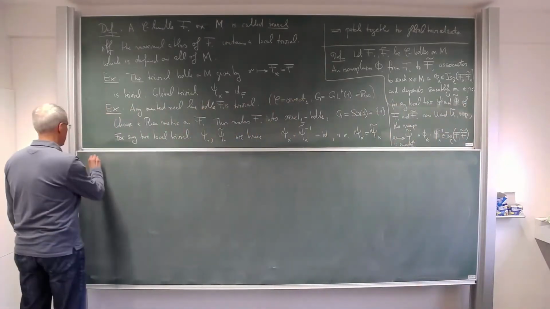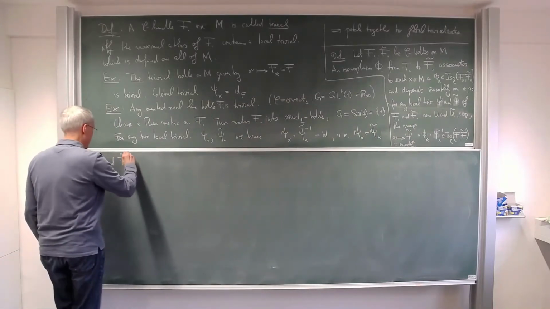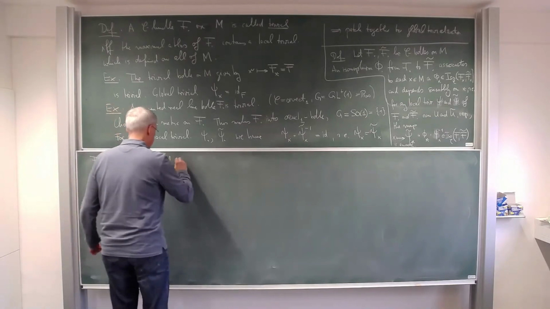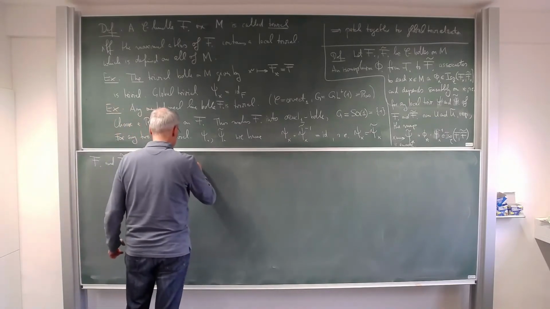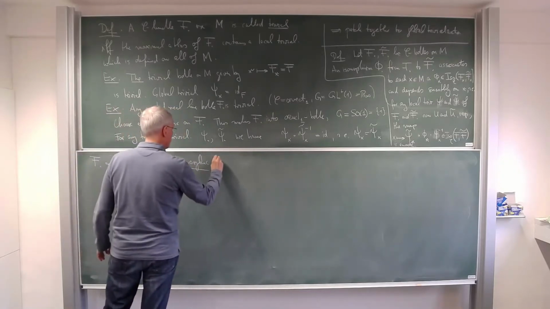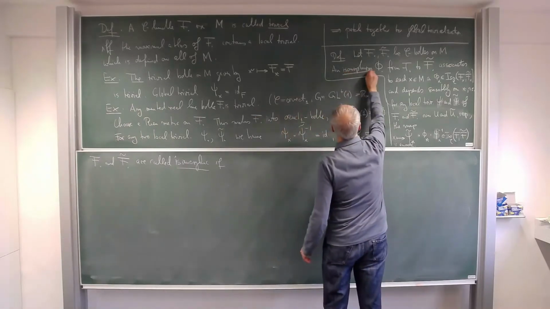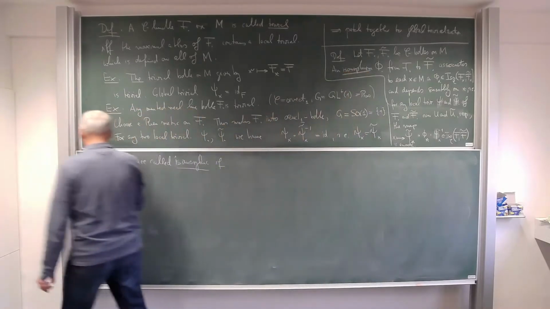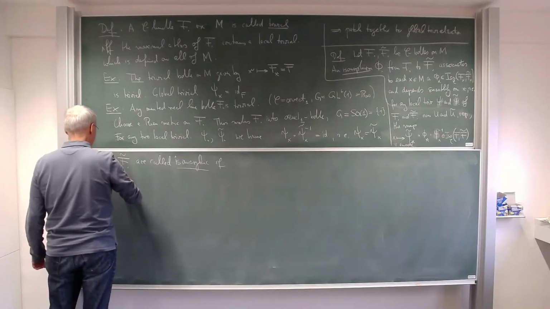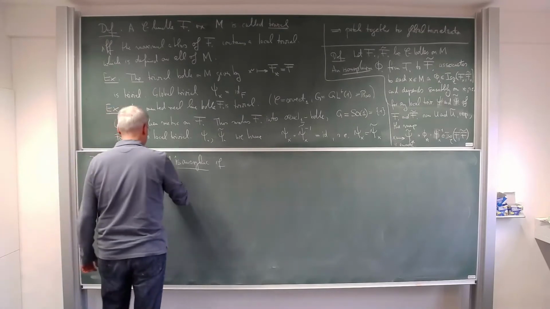So, F and F tilde are isomorphic if there exists an isomorphism from F to F tilde.